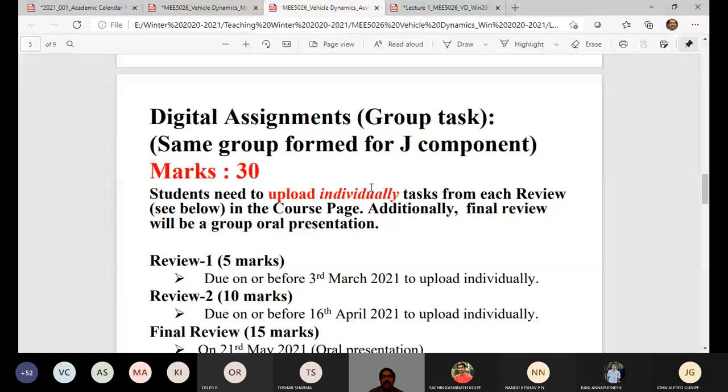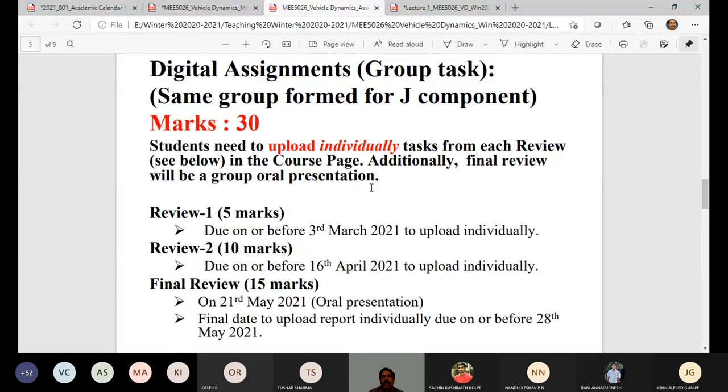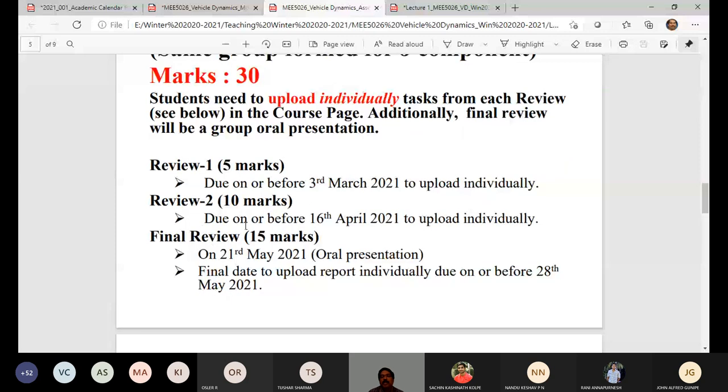So review one is 3rd March. You have to upload individually. Though you are in a group, there are 6 students in a group. Maybe the work is the same, everyone is doing it. You can divide your work into different aspects according to the expectations for DA1, DA2, DA3. But everyone has to upload on Meetup so that the assessment becomes easier and more convenient. And then review 2, 10 marks, 16th April is the due date. These two are only submissions. And the final review is 15 marks weightage, where you have to do an oral presentation. And your report submission is due on 28th, the last instructional day.